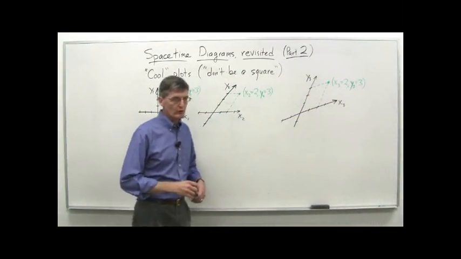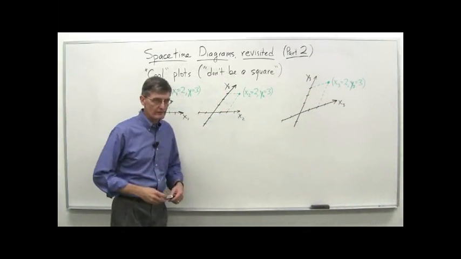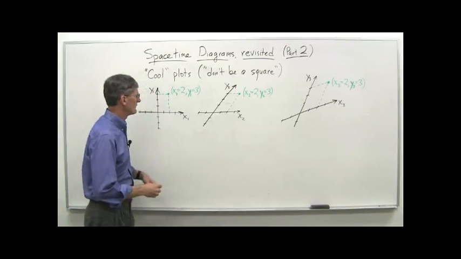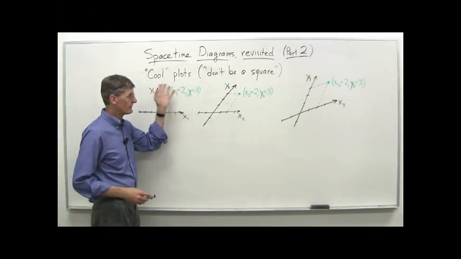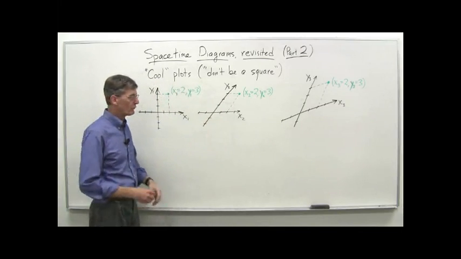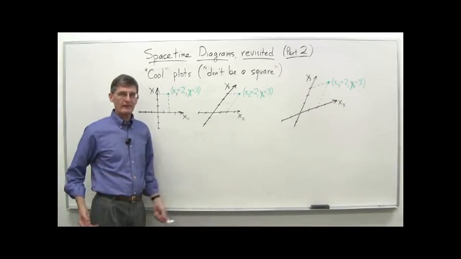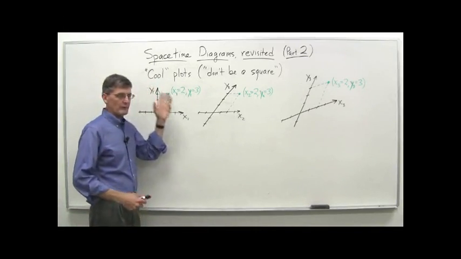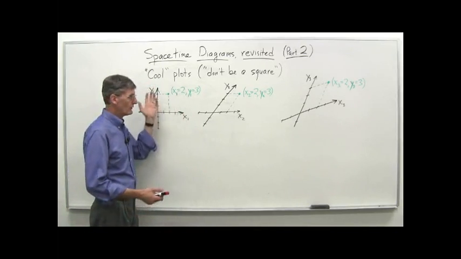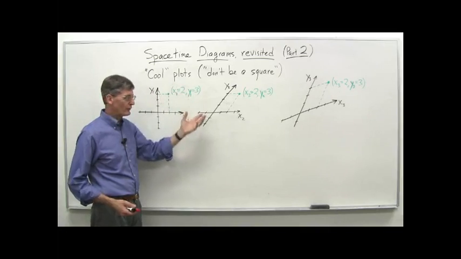On to part 2 of our revisitation of space-time diagrams. And the subject here is "cool plots, don't be a square." I don't know how it translates into other languages, but the idea is if you want to be cool, you want to be with it, then you don't want to be a square.